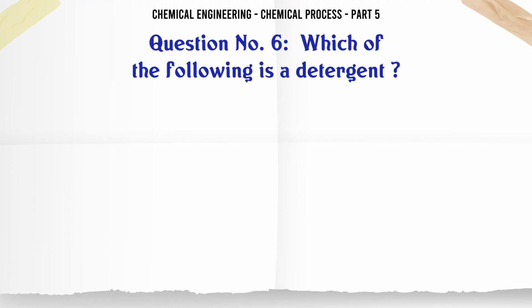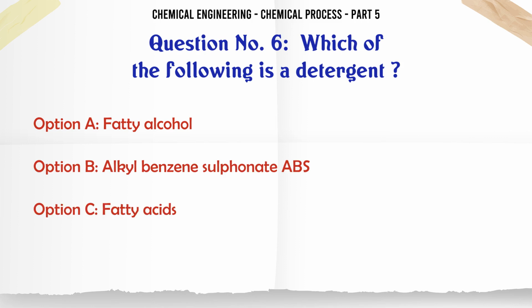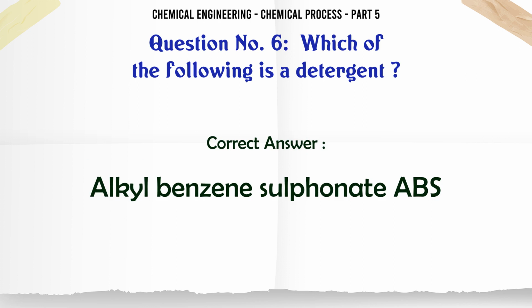Which of the following is a detergent? A. Fatty alcohol, B. Alkyl benzene sulfonate ABS, C. Fatty acids, D. methylene chloride. The correct answer is alkyl benzene sulfonate ABS.